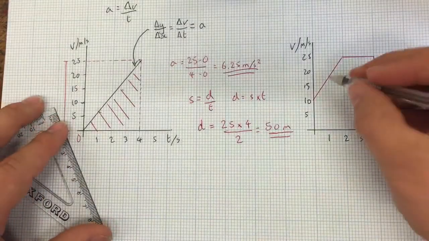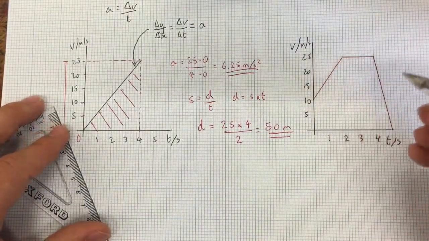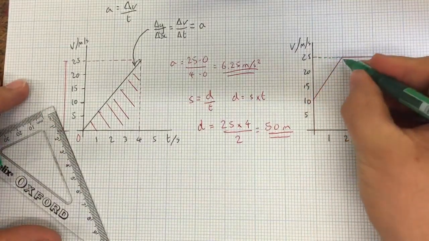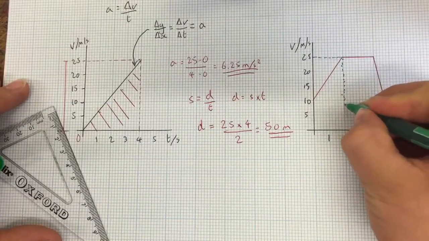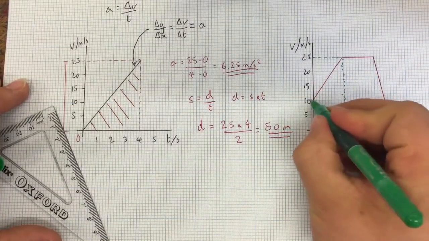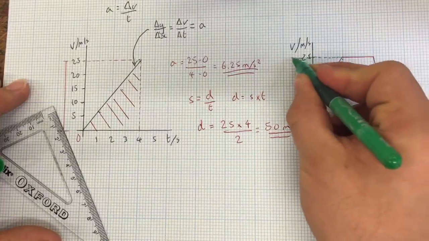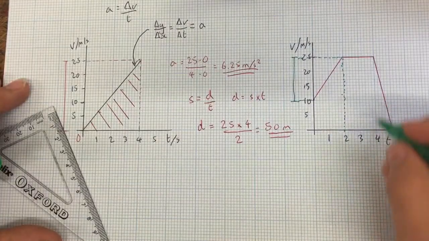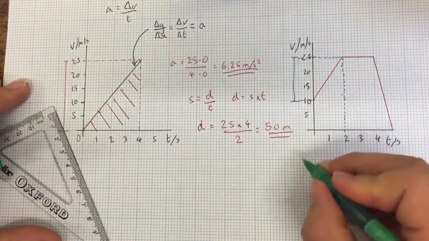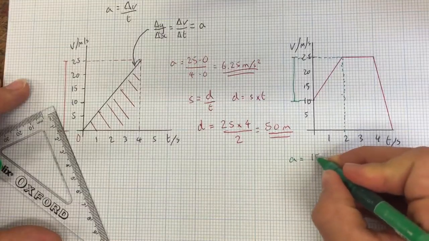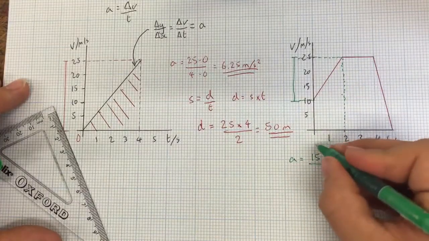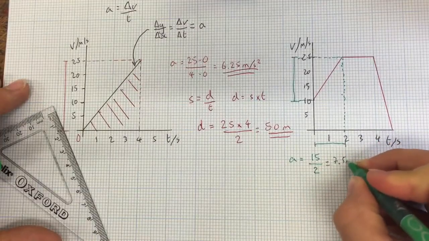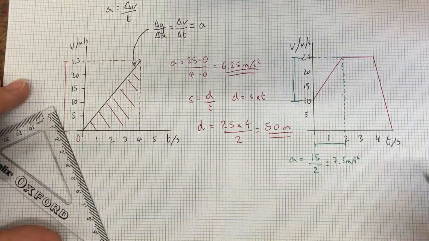So first of all, I can work out the constant acceleration for this part of the graph by reading off from the x and the y axis. So the change in the y axis for this part of the line is from 25 to 10, so the change is 15. So the acceleration for this bit is going to be 15 divided by 2, which is my change on my x-axis. So that's going to be 7.5 meters per second squared.